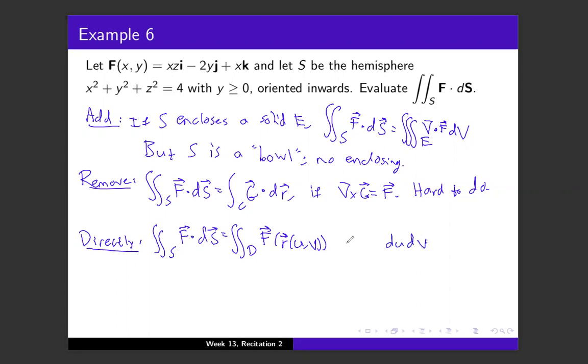du dv, that's a vector. We have to dot it with another vector. What do we dot it with? We dot it with some kind of derivative of the parameterization. The only thing we can do that with in a reasonable way is r_u cross r_v. The only thing that's left is to find out what that parameterization is.